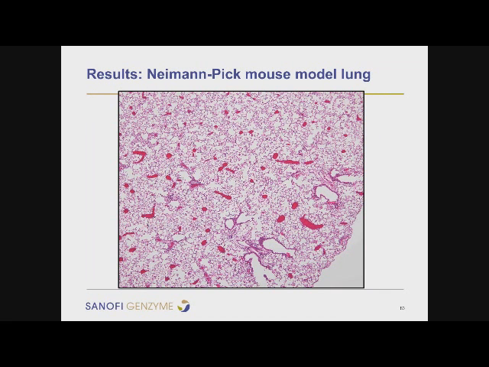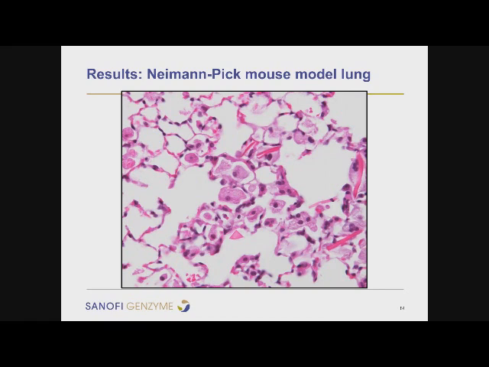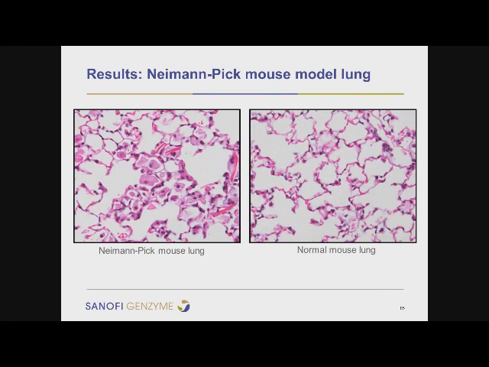So this is a Niemann-Pick mouse lung, and you might be able to appreciate it's a little busier than the other tissue that we were looking at. So that's because some of those alveolar spaces, which should be clear like this, are filled with these very large foamy eosinophilic cells. And so that's what they look like side by side. So you have your Niemann-Pick mouse with those cells on the left and a normal on the right.